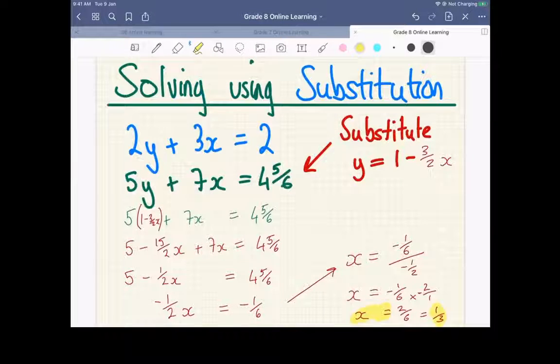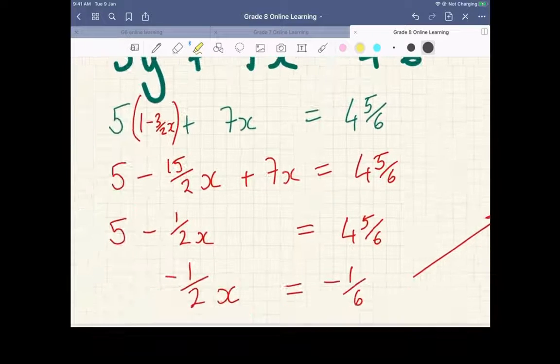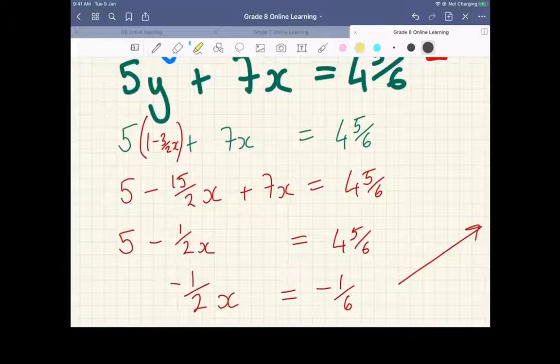Now, when we substitute this in, this one looks a little bit confusing, so we'll just go through it in stages. I'm going to zoom in a little bit so it's easier to read. We put the whole bracket in here. Be careful, of course, with your fractions. When we do 5 times 3/2, it's going to give us 15/2.